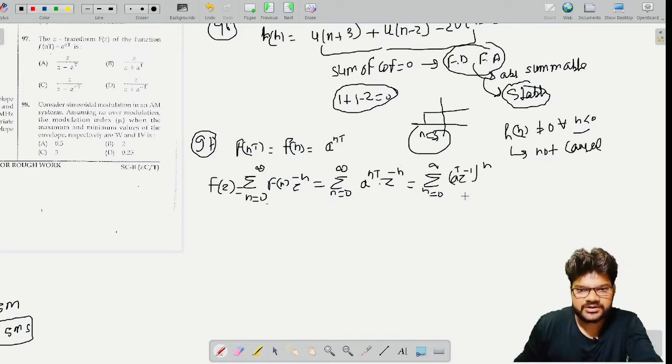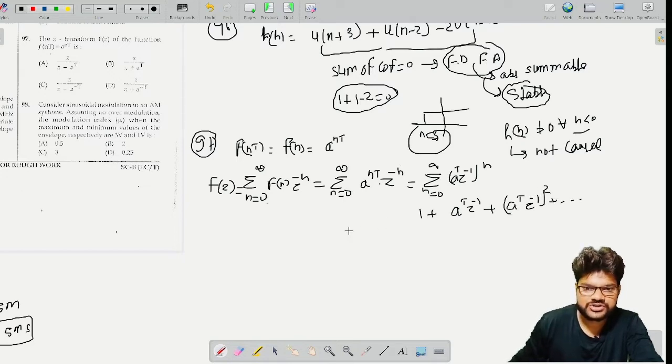So e to the power p, e to the power t, z to the power minus 1, t to the power n. Yes, we can write. So put n equals to 0. So you will get 1 plus a to the power t z inverse plus a to the power t z inverse square. Okay. So this is a kind of GP. Then we can solve it.